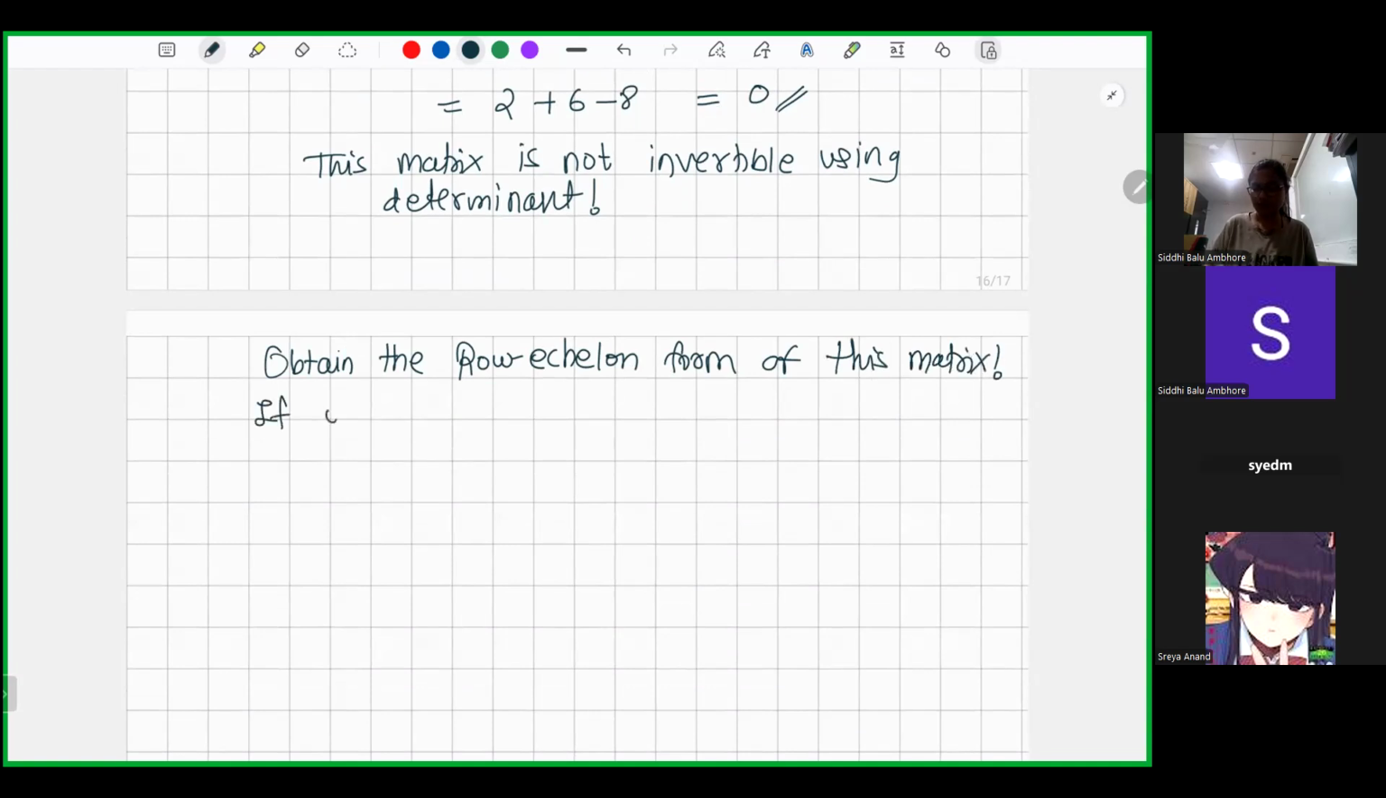If we have a row with all the entries 0, then the matrix is not invertible, okay?